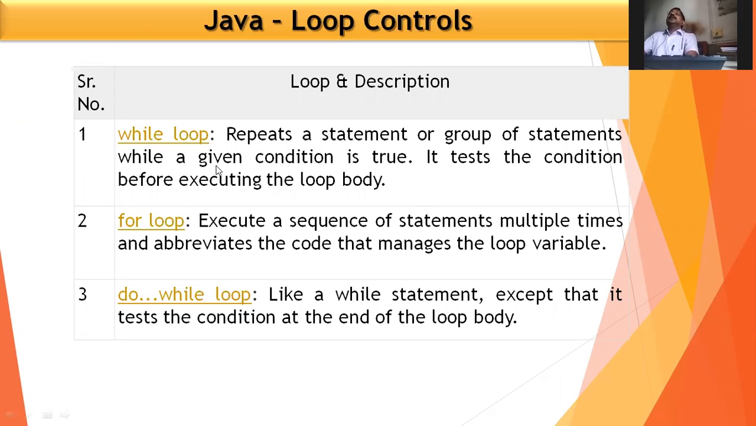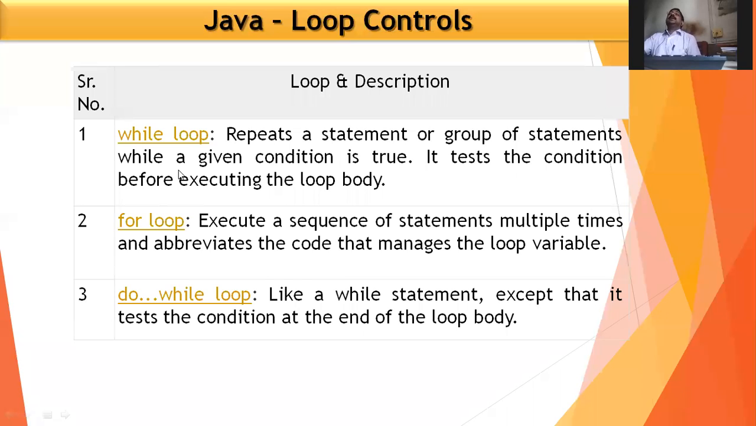Now, the while loop is called an entry controlled loop. We have already seen entry controlled and exit controlled loops in C language, in the first year. When an entry controlled loop is executed, the condition is tested at the first side of that particular loop, and after the condition is true, the body of the loop gets executed.